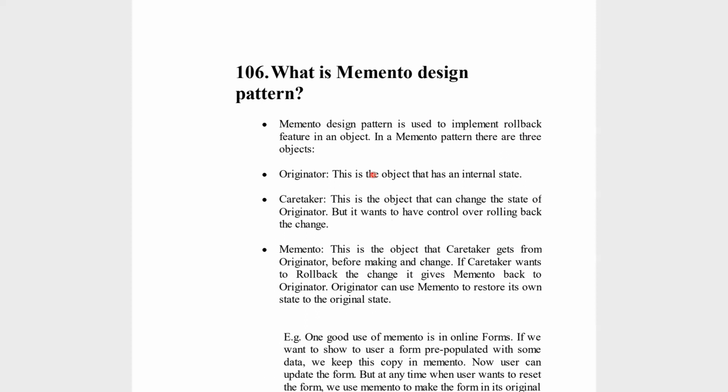One is the originator, the object which has the initial or internal state. Second is the caretaker. That means the object can change the state of the originator, but it wants to have control over rolling back the change. It will be the one who has the control if something goes wrong. Memento is the object that the caretaker gets from the originator before making the change. So if the caretaker wants to change anything in the originator, it will use the memento.